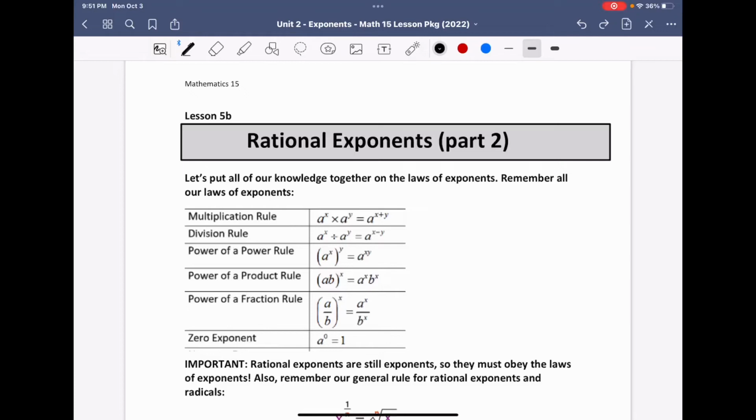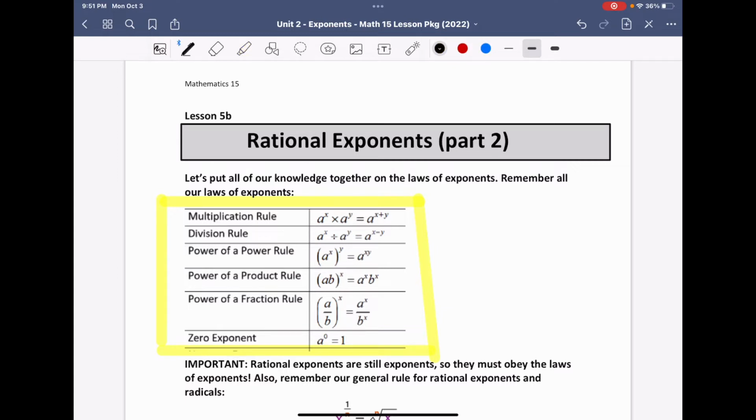All right, so now we're going on to rational exponents part 2. This is the second half to our lesson 5. And right away, what we're going to be presented with is our table of all our exponent laws: the multiplication rules, division, power rule, zero exponents. We know multiplication is our product, division is our quotient. So this is a nice table to have, especially when you're going to be studying.